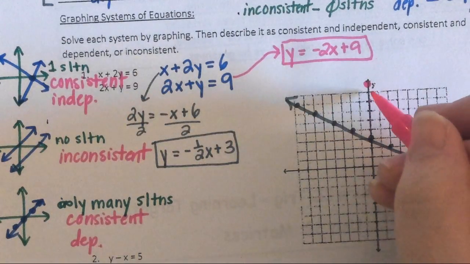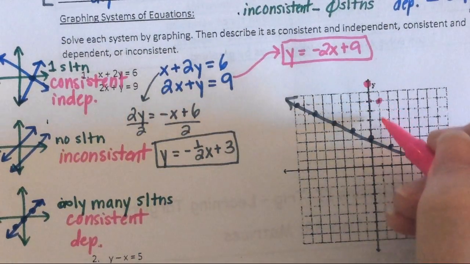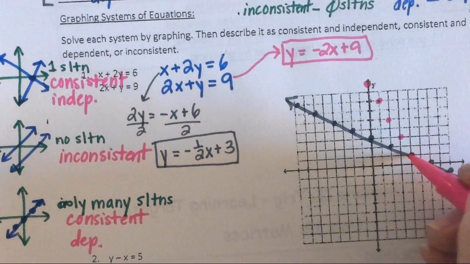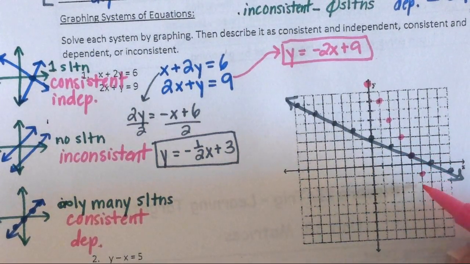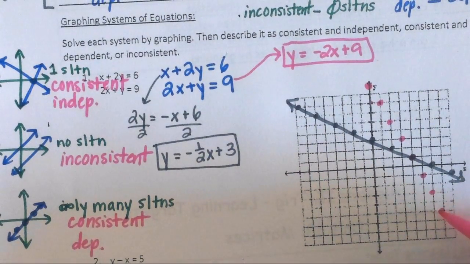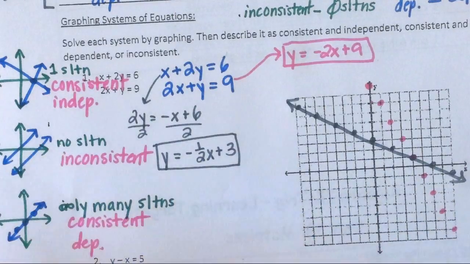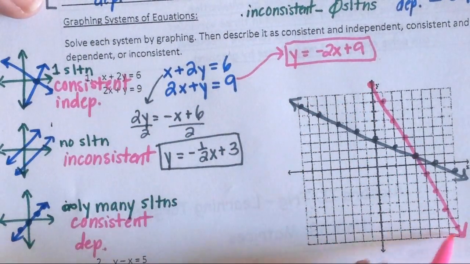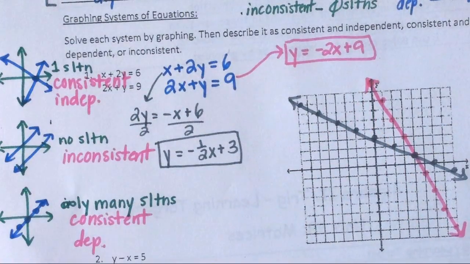My slope is negative 2, so down 2, right 1. Down 2, right 1, down 2, right 1, down 2, right 1. And I know I'm right because both my lines have negative slopes, and both my lines lean to the left, so I think I'm right. And I already know the answer from my graphs.